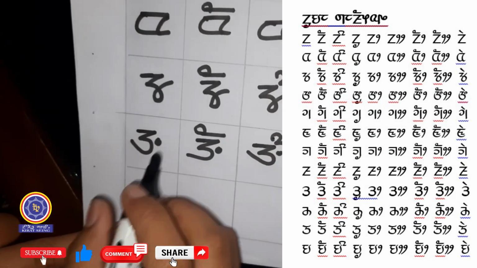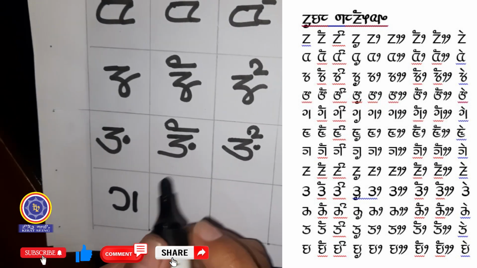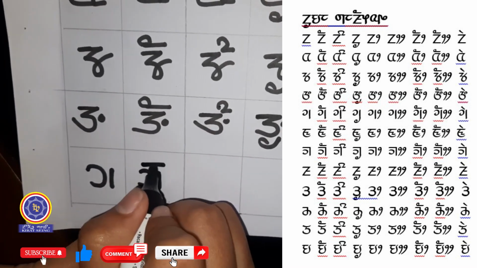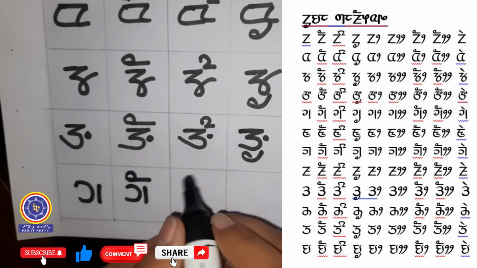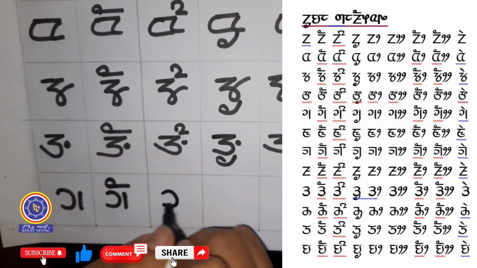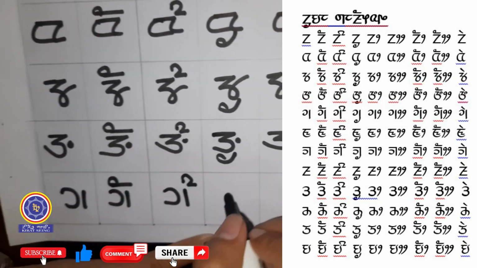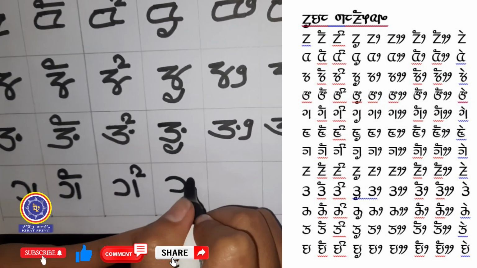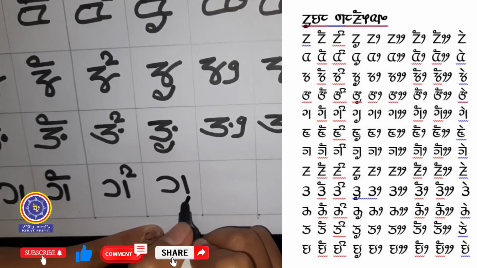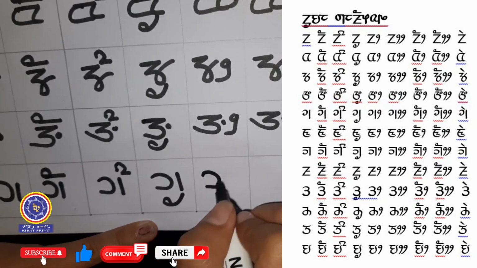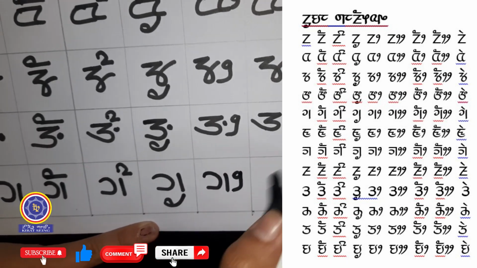And the fifth letter is chamsing cha. And now write cha and add amma, cha amma cha. And then write like this and add iksu, cha iksu chi. And write Ta and add Uksu, Ta Uksu Tu. And again Ta and add Etu, Ta Etu Te.